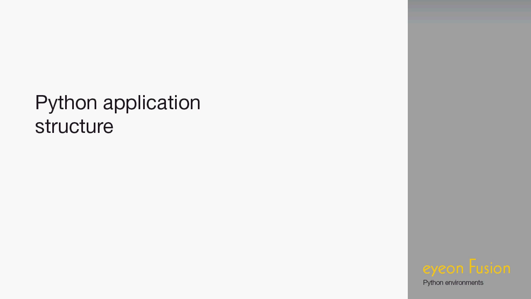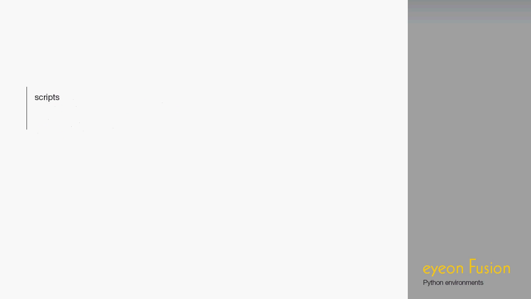For this, let's take a look at the Python application structure. There are mainly two kinds of Python scripts. First one are scripts, which are basically executables or starting scripts. They should be accessible from your environment to start them. In our case, Fusion has its own folder for scripts. It's called the Fusion script comp folder.